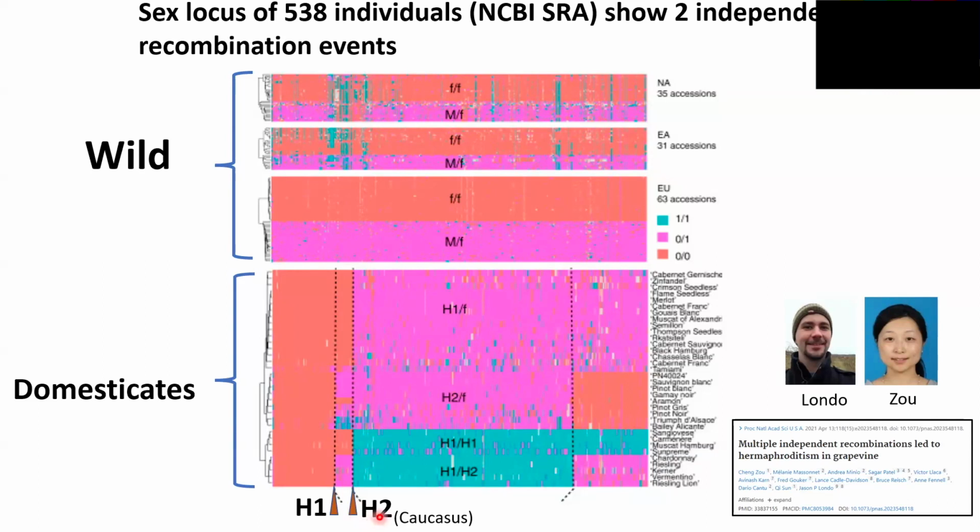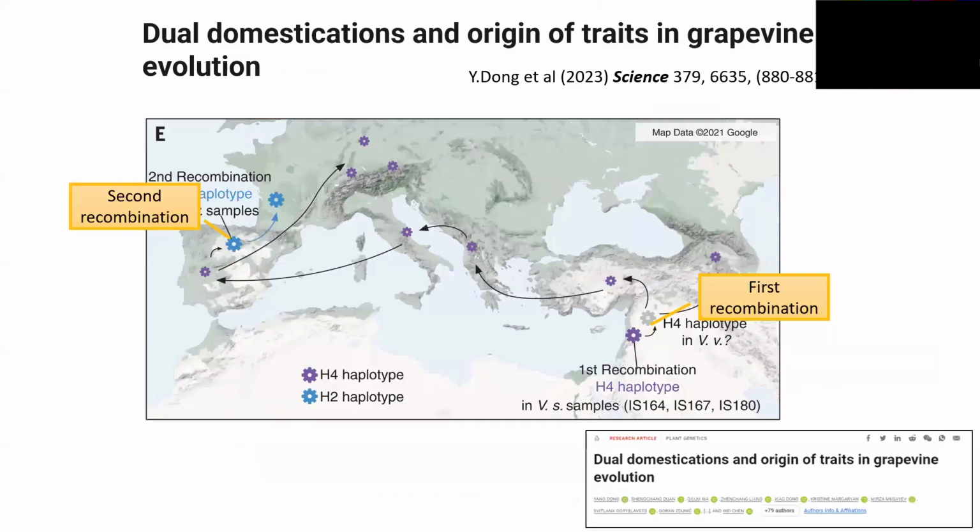So Chen was also able to compare the haplotype sequence, aligning the sequence of this H2 allele, and she was able to show that this recombination in the H2 allele most likely occurred in the Caucasus region. This corresponds to archaeological evidence that grapes were originally domesticated in the Caucasus region. At that time, with limited availability of sequencing data, Chen was not able to identify where this H1 allele, the other recombination event, happened.